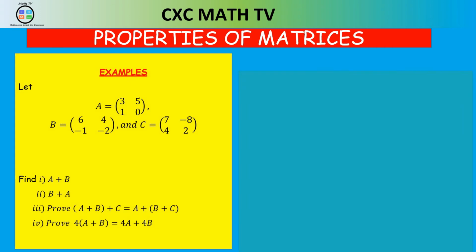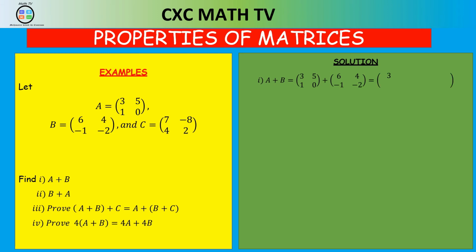A + B, when we add them, we know we're going to add corresponding elements. 3 + 6, which is 9. 5 + 4, which is 9. 1 + negative 1 is 0. And 0 + negative 2 is negative 2. So A + B is 9, 9, 0, negative 2, as we put in red.